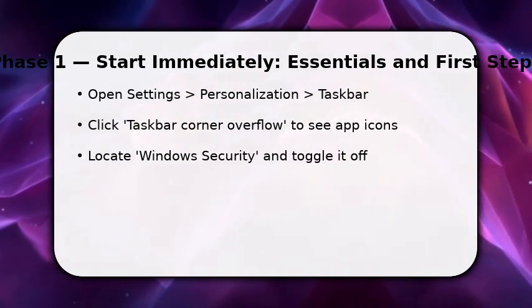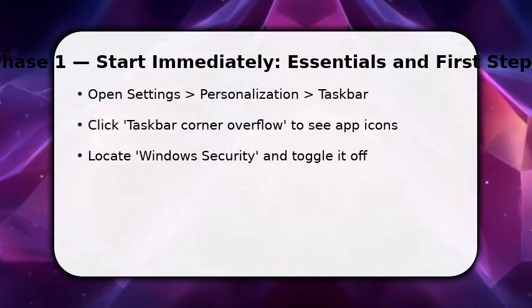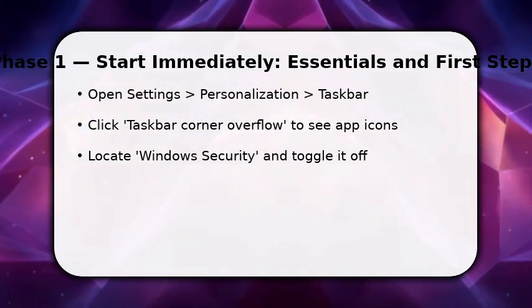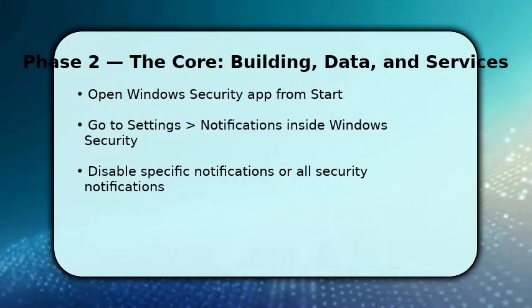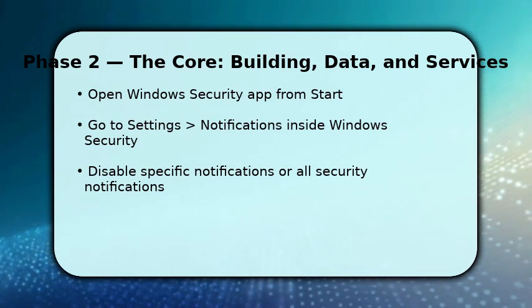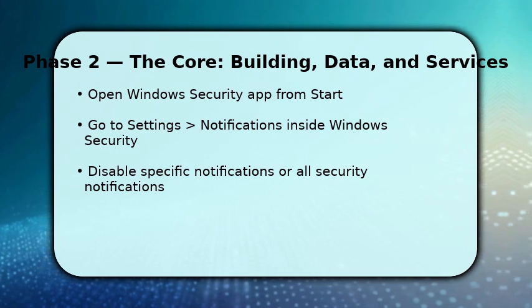After turning it off, make sure to check the Hidden Icons menu. This change immediately hides the icon without disabling security features. Once done with the taskbar overflow, open the Windows Security app from Start so you control what pushes an icon back. Navigate to Settings, then Notifications.